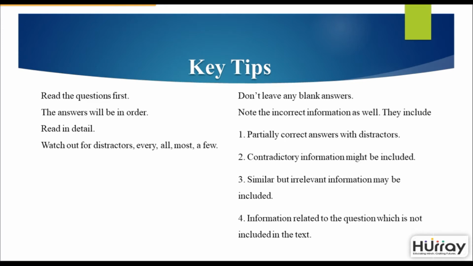They include 1. Partially correct answers with distractors. 2. Contradictory information might be included. 3. Similar but irrelevant information may be included. And 4. Information related to the question which is not included in the text.